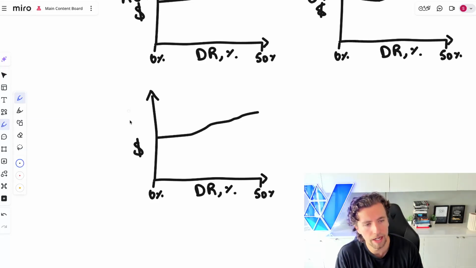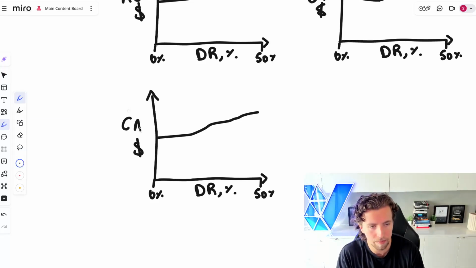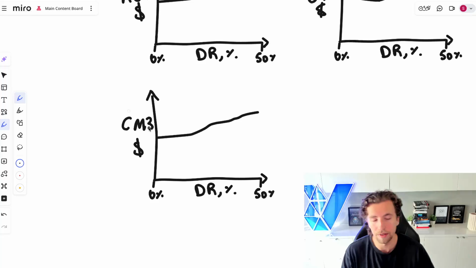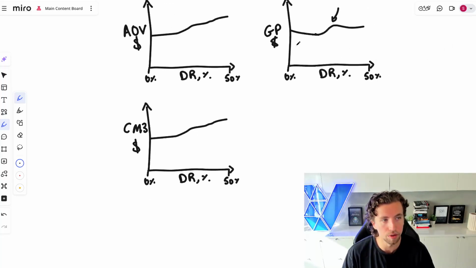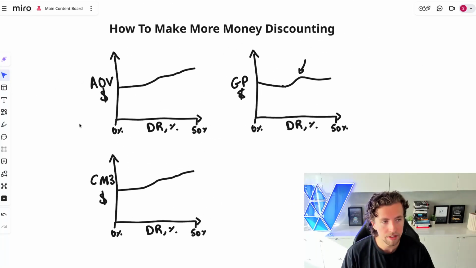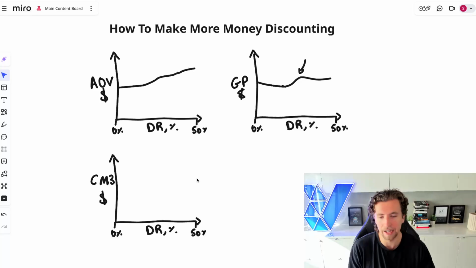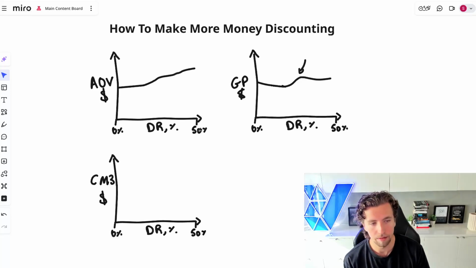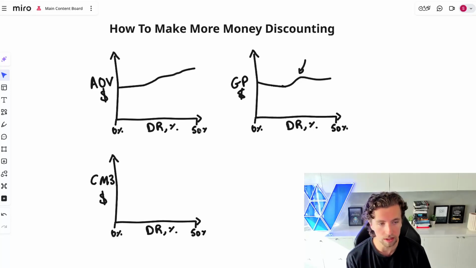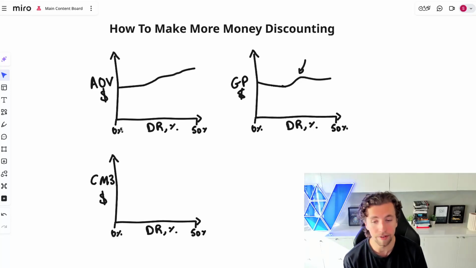And so on the y-axis, we're now changing this to CM3. For those that don't know what CM3 is, it's your gross profit minus your ad spend. And so now we're taking into consideration CAC. And the reason why CAC is important is because if you go and discount by 50%, you're going to have a wildly better cost to acquire a customer than you are if you're discounting by 5%.